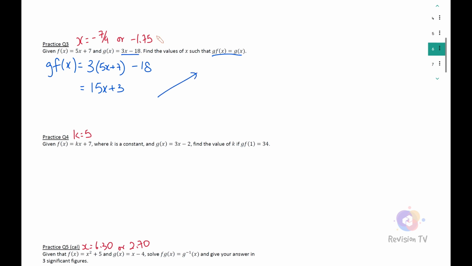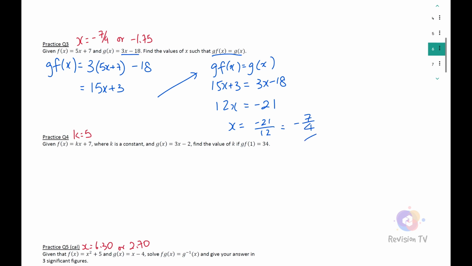Next, because we're told g of f of x equals g of x. So g of f of x is 15x plus 3 equals g of x is 3x minus 18. We just have to solve the equation. Bring the 3x to the left hand side, 15x minus 3x is 12x. Bring the 3 over to the right hand side, becomes negative 21. So x equals negative 21 divided by 12. If we simplify it, it gives you negative 7 over 4, which is the answer.